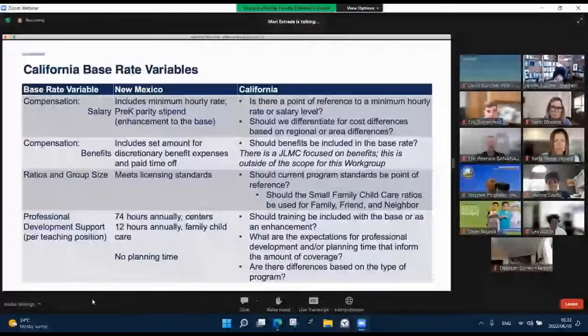And again, just like the base rate enhancements, would there be an enhancement somewhere? Okay, thanks, Mari. Gina, yeah.